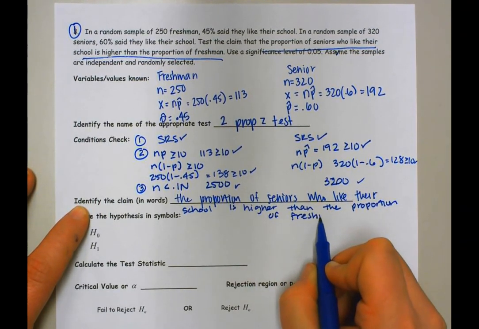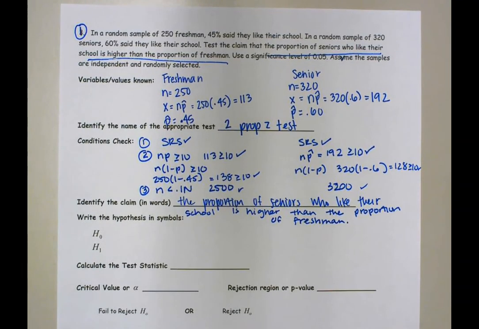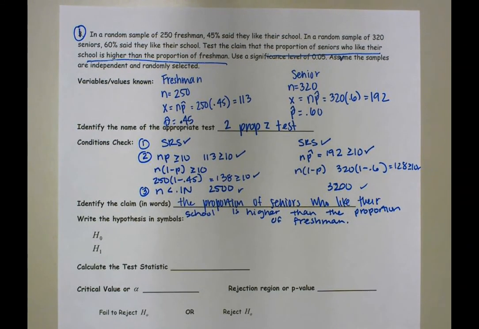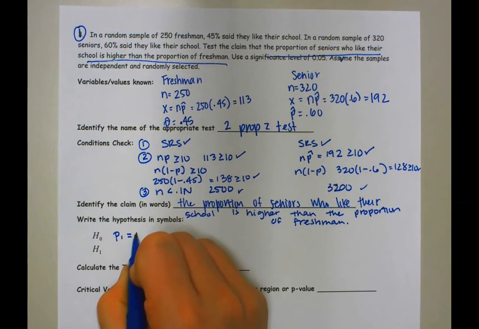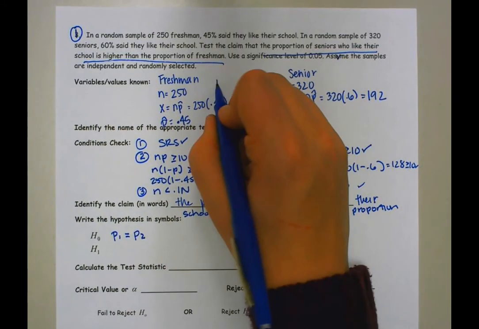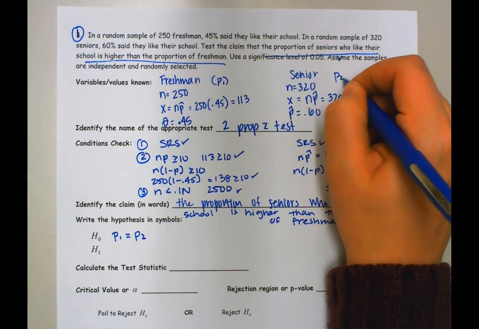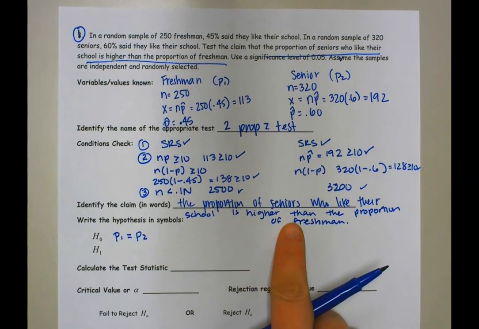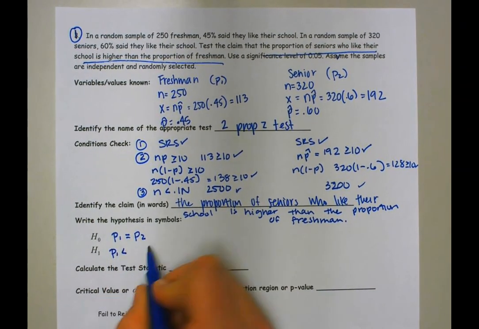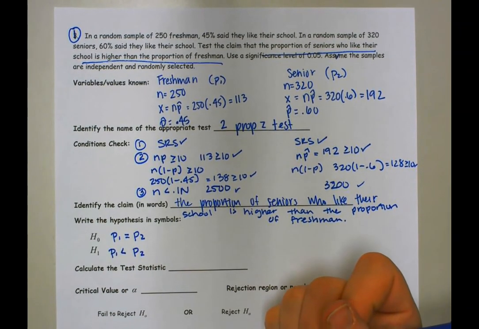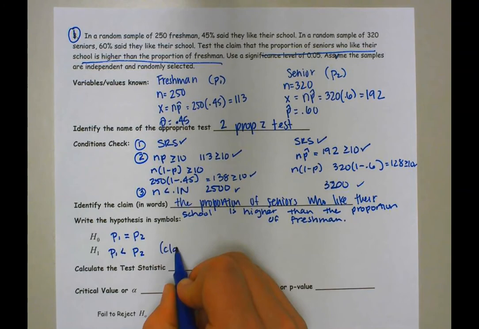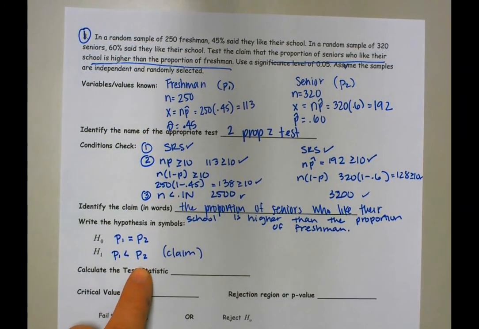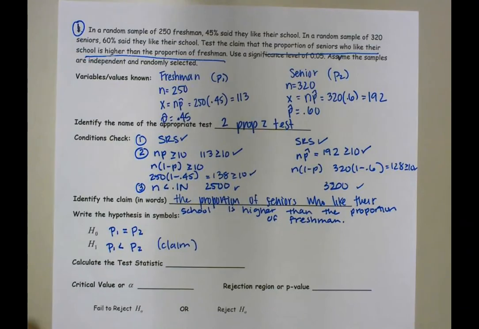So this one is our standard null and alternative hypothesis. We want the proportion of seniors to be greater than the proportion of freshmen. Remember, your null hypothesis is always equality, so our null hypothesis would be that they're equal, if we make P1 freshmen and P2 seniors. And if seniors is higher, that means we would expect P1 to be less than P2. And this is our claim: we're claiming that the proportion of seniors who like school is greater than the proportion of freshmen.